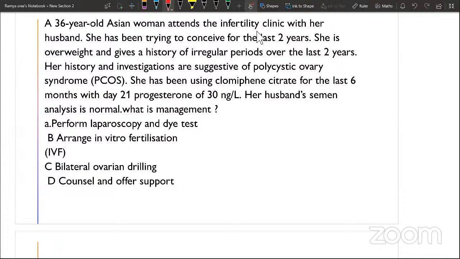A 36-year-old Asian woman attends the infertility clinic with her husband. She has been trying to conceive for the last 2 years. She's overweight and gives a history of irregular periods over the last 2 years. I think till here, if somebody tells me, I'm 100% sure that this is a case of PCOD. So her history and investigation are suggestive of PCOD. She's been using clomiphene citrate for the last 6 months with day 21 progesterone suggestive of ovulation. I'll myself tell you here that this is suggestive of ovulation. Her husband's semen analysis is normal. What is the management which you would like to do for her?